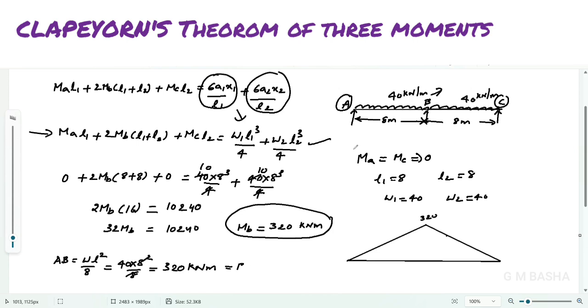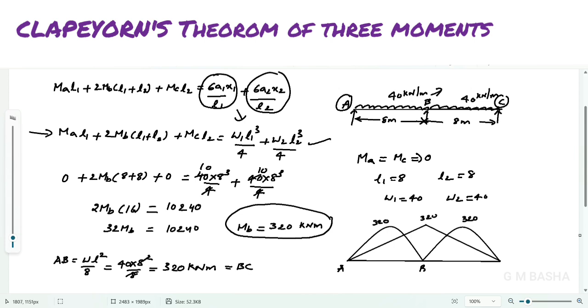Similarly, span BC also has the same loading, W L square by 8, 40 into 8 square by 8. So we will get both, 320 kilonewton meter. So you can draw that one also with the same ordinate. See here, I am taking the same ordinate because for UDL, the free bending moment diagram will be a parabola. Similarly, here also I will take the same ordinate. So this one will be 320 kilonewton meter.